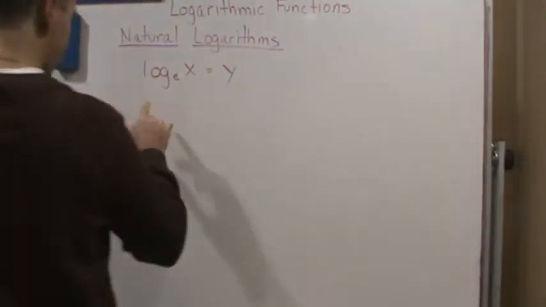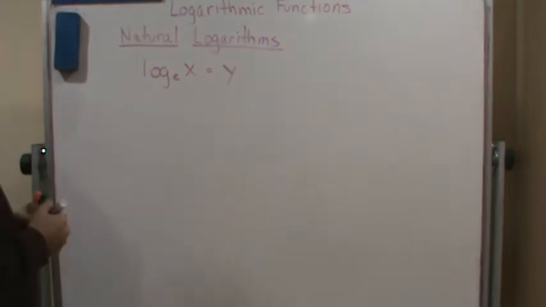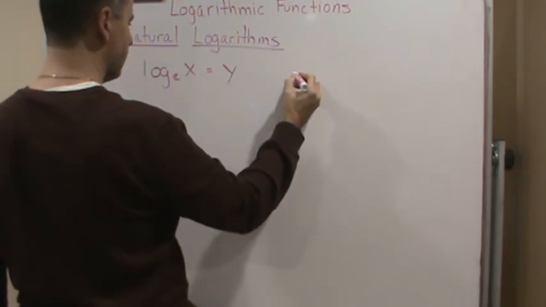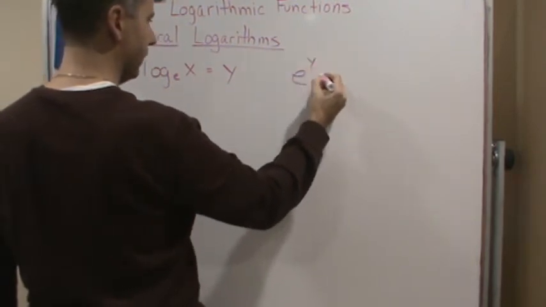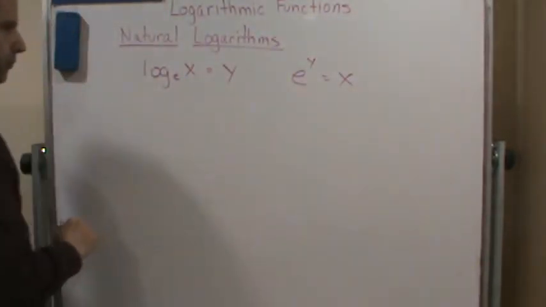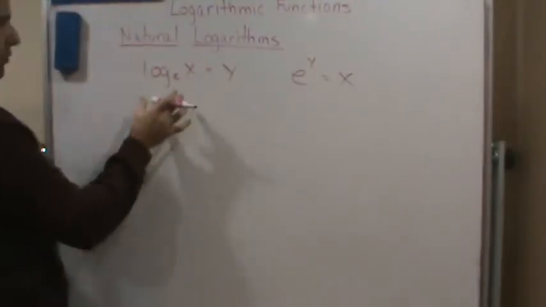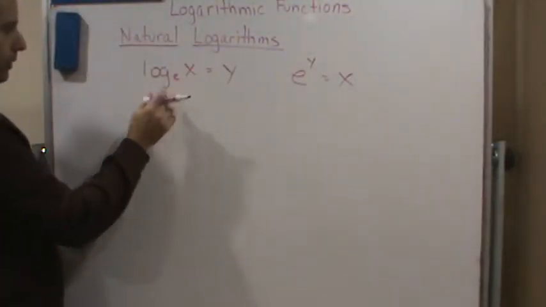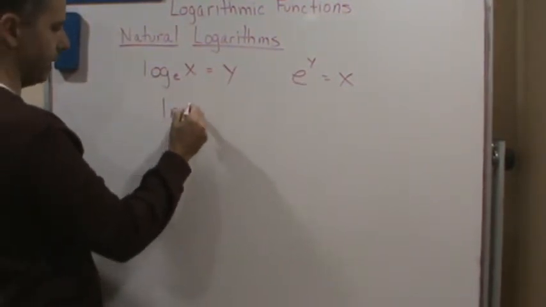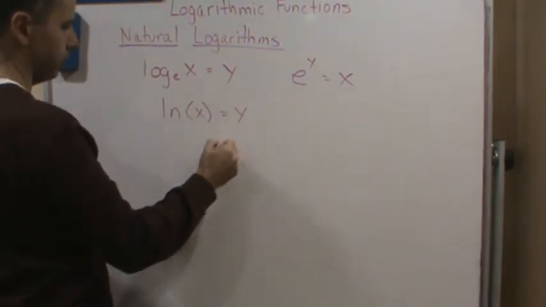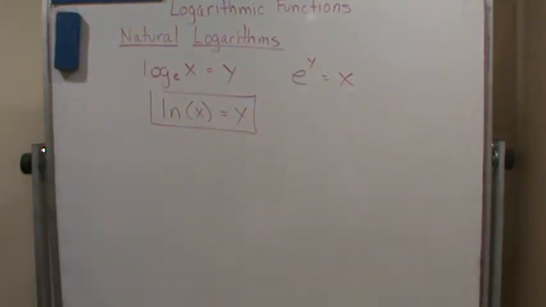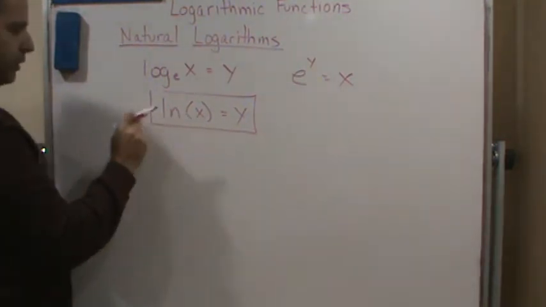Okay. Now, so this is how it looks as log base e. Now we could write this in equivalent form as an exponential form. It's going to be e to the y equals x, right? So again, base e. Okay, now, this also has its own symbol. Instead of writing this, what we write is ln of x equals y. So this represents the natural log.